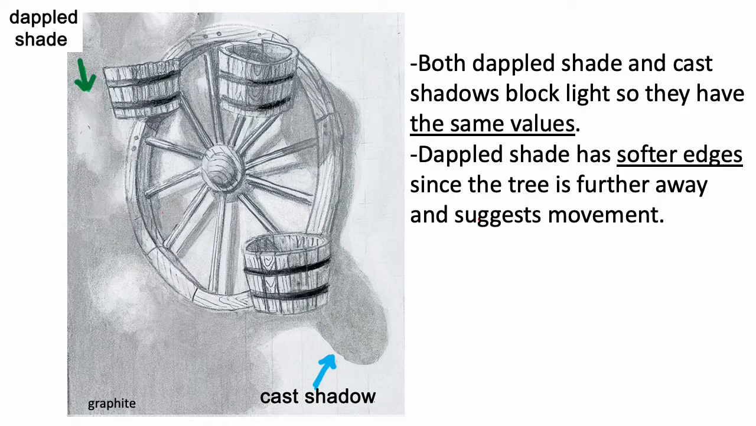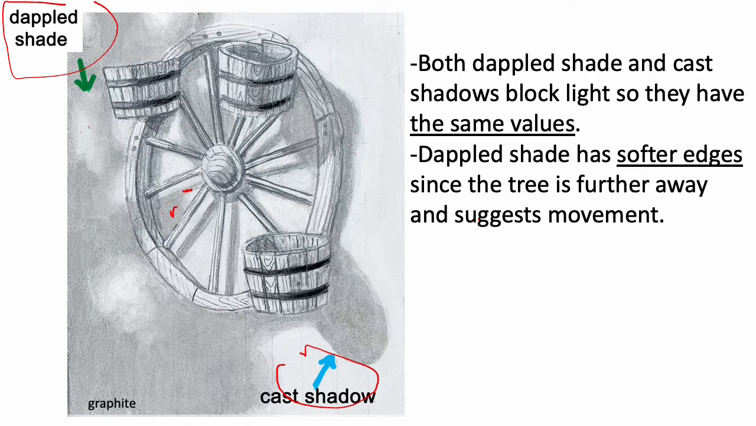My drawing here has both dappled shade and cast shadows. Since they are both shadows blocking the light, they should have the same values or degrees of darkness as I've shown here. A common mistake is to make shadows of the spokes, like this one, darker than the dappled shade, but that would not be correct.